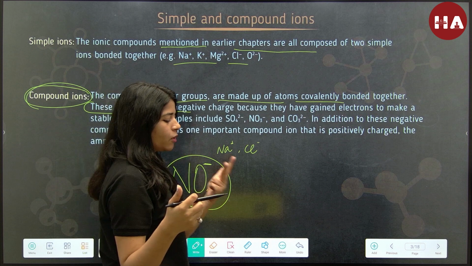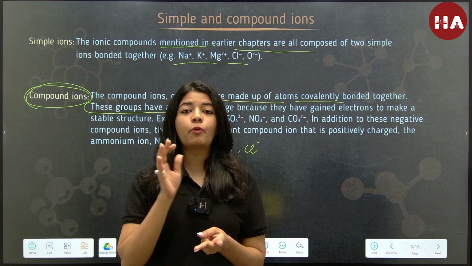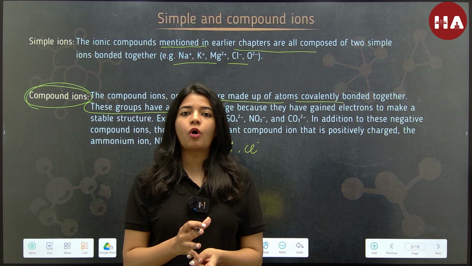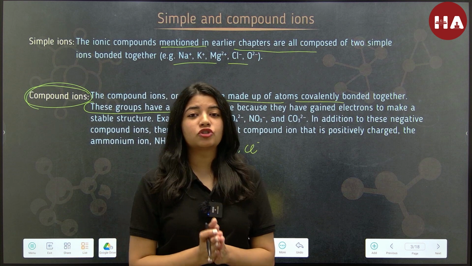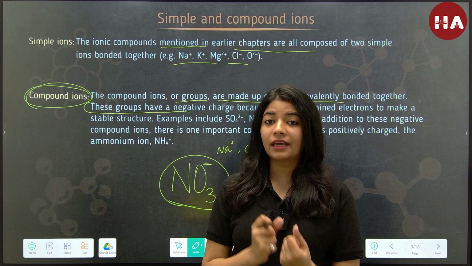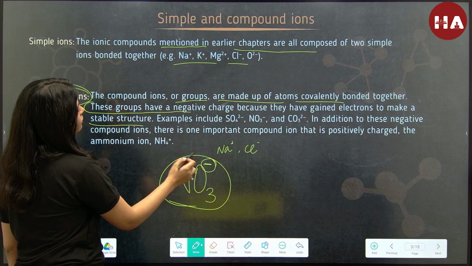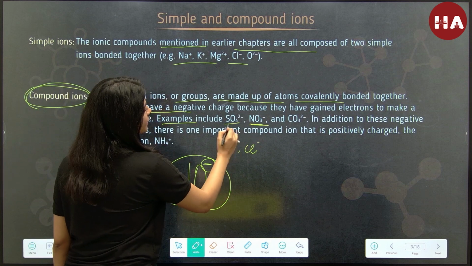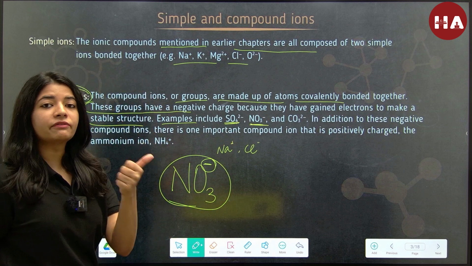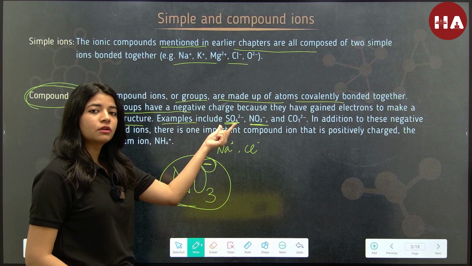So we know there are two types of charges or two types of ions present, cation and anion. Cations are positively charged species which are formed after donating electrons, and anions are negatively charged species which are formed by gaining electrons, right? So they have gained electrons, hence they have a negative charge. Example, sulfate, nitrate, this is what I have drawn here. This is sulfate. This is also composed of sulfur and oxygen.